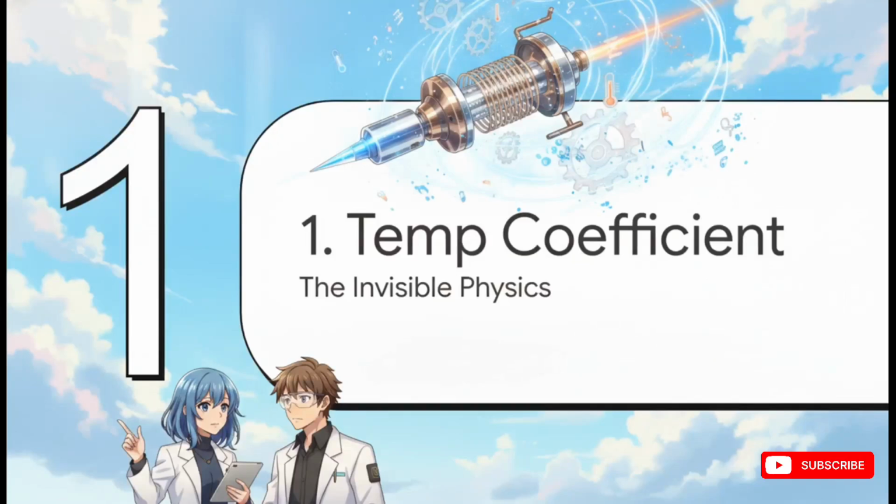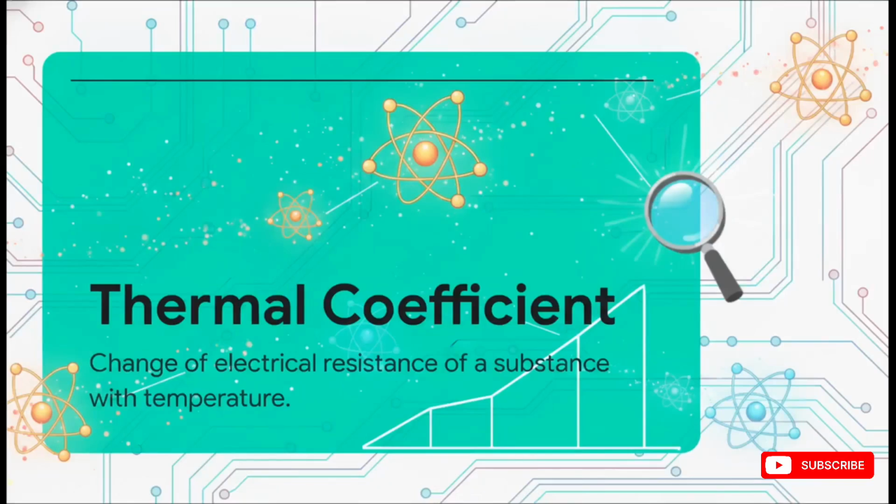Okay, section 1, temperature coefficient, the invisible physics. So everything relies on this one fundamental concept, the thermal coefficient of resistance. Basically, at the atomic level, as the temperature of certain metals changes, their electrical resistance predictably changes too. It's pretty straightforward. As temperature goes up, conductivity goes down, and resistance increases.